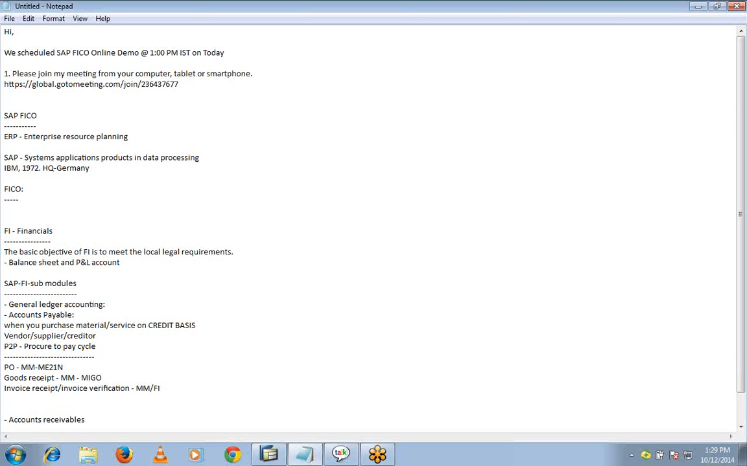And then finally, we have to pay the amount to the vendor, because he supplied material or service. So for that you have to pay. We call it outgoing payment, which is done in F-53. These are the four activities involved in the procure-to-pay cycle. Is that clear?